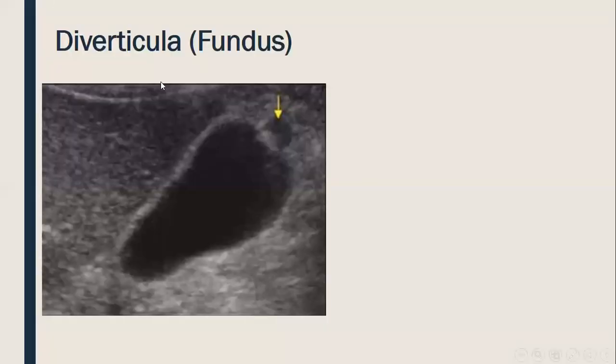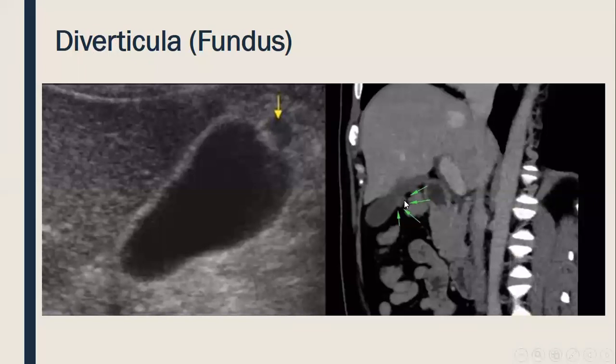We have what is called diverticula. This is a hernia-like protrusion, the true diverticula, mainly from the fundus of the gallbladder. It also has no clinical significance. These are the diverticula here and here.